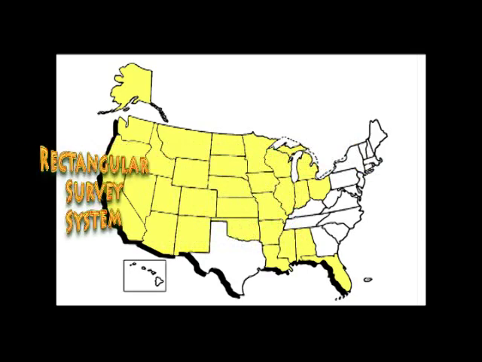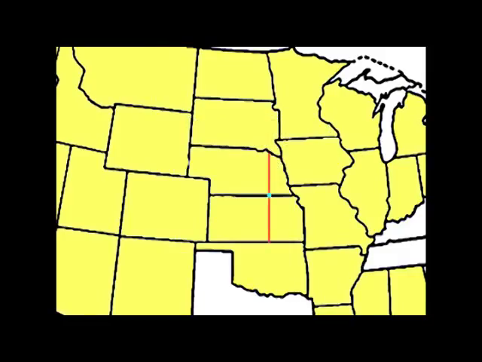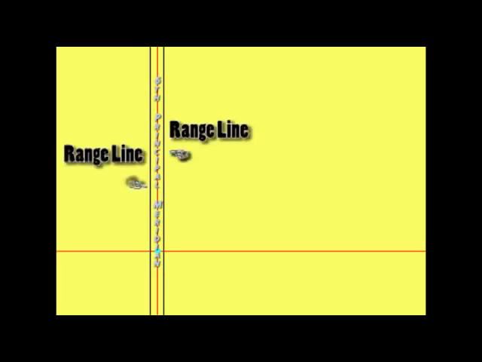A survey would begin by setting an initial point, fixed by astronomical observations. From this point, a principal meridian is run north to south, in this case, the 6th principal meridian, and a baseline is run east to west. Every 6 miles parallel to the principal meridian is a range line. The range line is given a number and a direction in accordance to its relationship to the principal meridian.